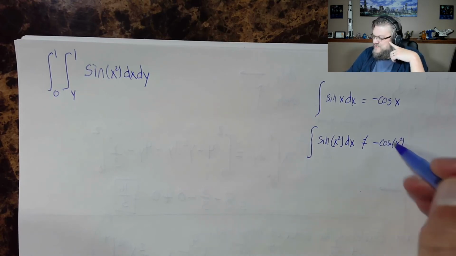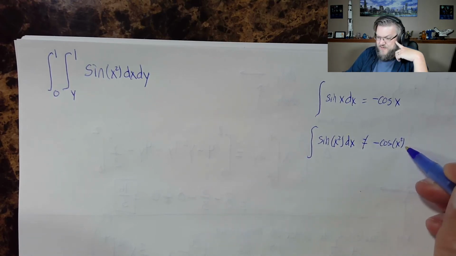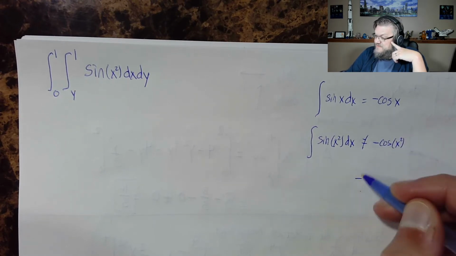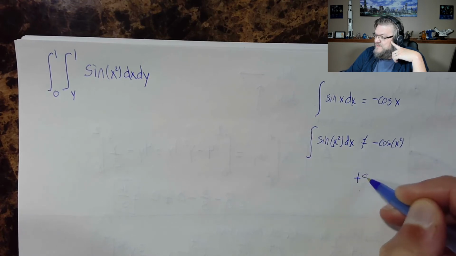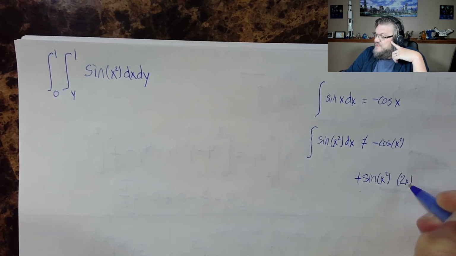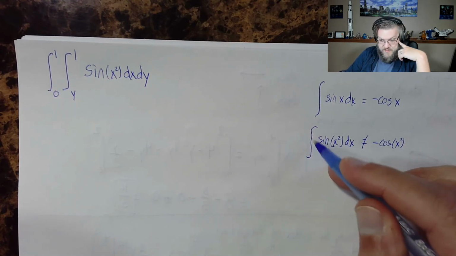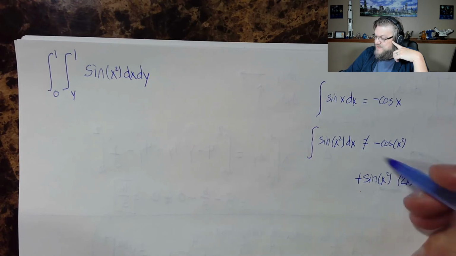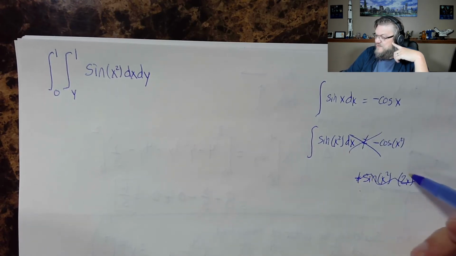Because, for instance, if I took the derivative of negative cosine of x squared, I would have negative times the derivative of cosine, which is negative sine, so that would give me positive sine of x squared. But then I have to multiply by the derivative of the inside, so I get this extra 2x that wasn't there. So the derivative of this is not that.